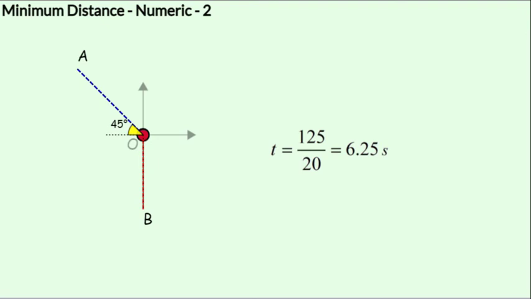We can see that ball A travels a distance of 125 meters with a uniform speed of 20 meters per second. So the time taken would be 6.25 seconds. Similarly, we could have worked it out for ball B. It covers 100 meters with a uniform speed of 16 meters per second and that would also give us a time of 6.25 seconds.